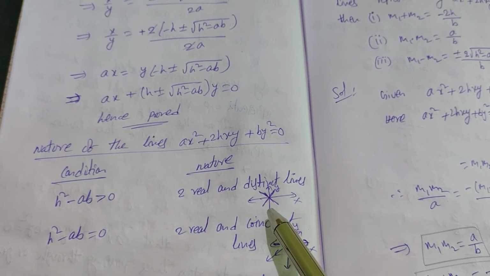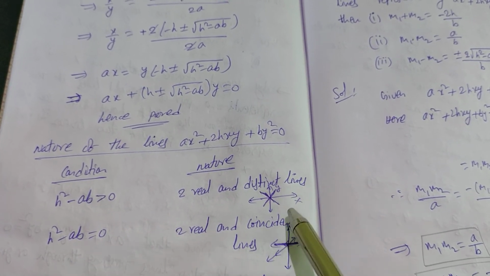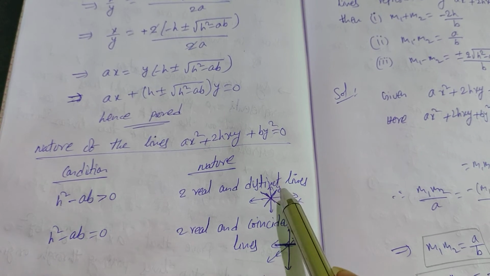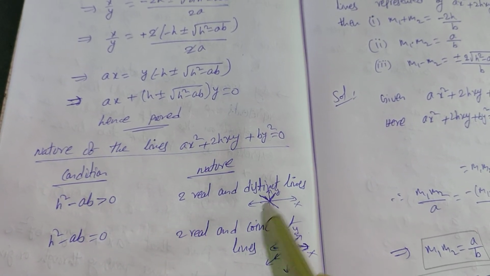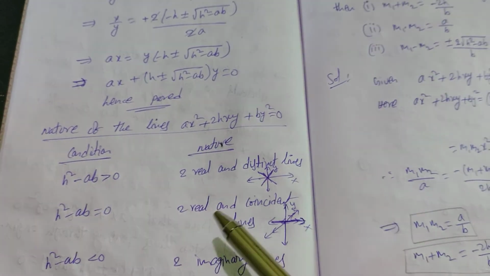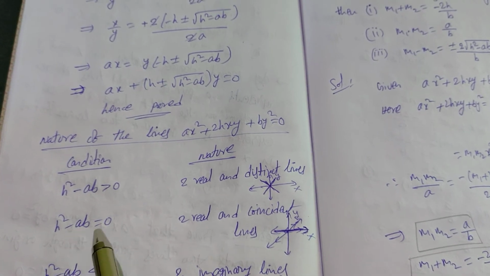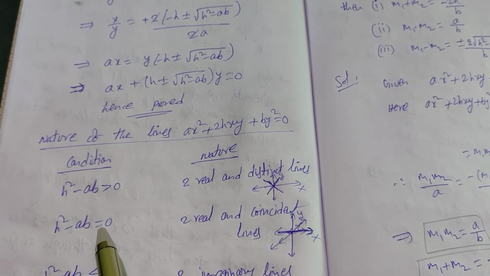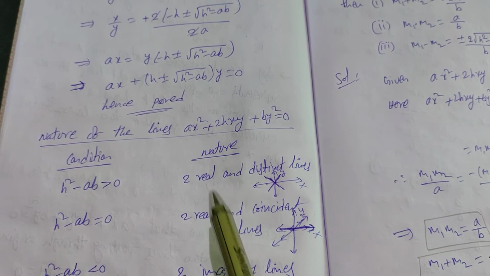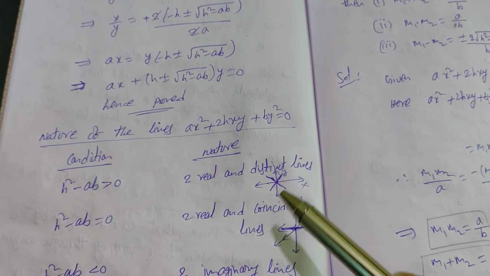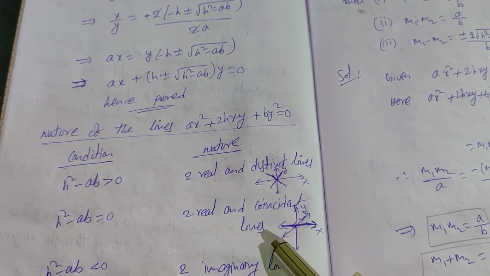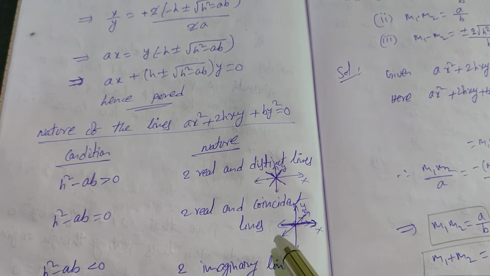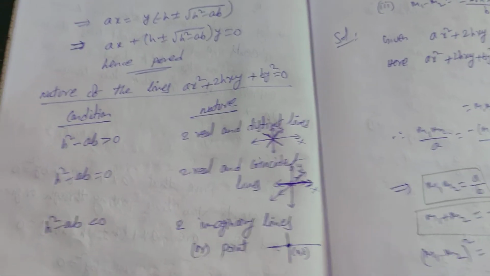If you take it on the coordinate axis, those two real lines may be like this, because it is always passing through the origin. So it is the origin, and like this, intersecting lines. Okay, and h square minus ab is equal to 0. If h square minus ab is equal to 0, then those two lines are real, which means we can see them, and coincident lines. Coincident lines means like this, one is on another. Okay.